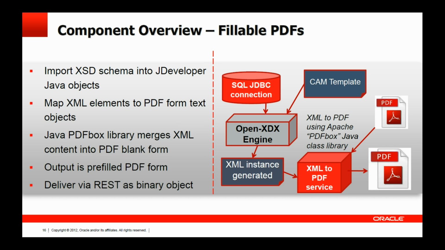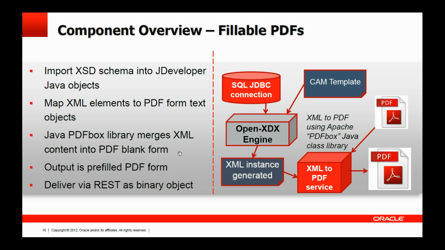Similarly, for the fillable PDFs, we create that schema for the information that's going to go into the PDF form and import that into JDeveloper. And then within JDeveloper, we can map those XML elements to the PDF form text object. So if we look over here on the right-hand side, we can see we have this blank, empty PDF form. And if we were to look inside that, we'd see each of the text fields that we're going to put data into. And so this is what's going on in the left-hand side.